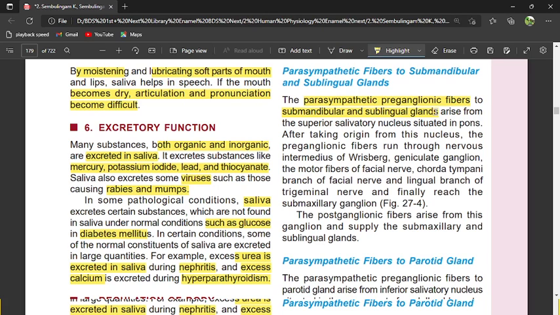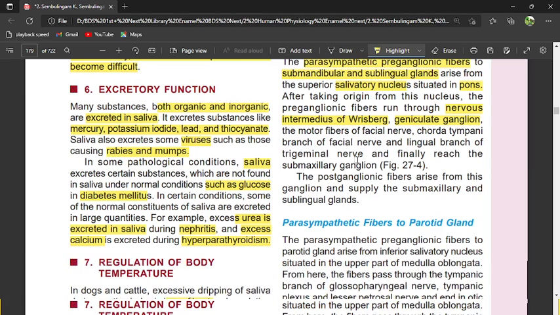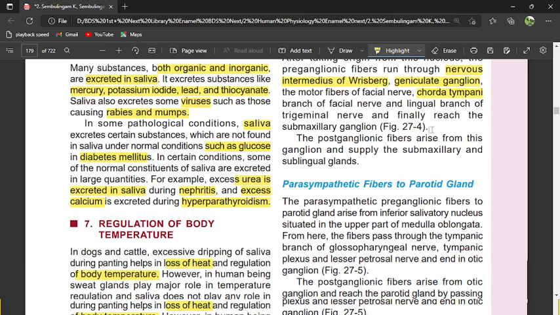They arise at the superior salivatory nucleus, which was mentioned at the start of this lecture, and it is situated near the pons of the brain. After taking origin from the nucleus, the preganglionic fibers run through the nervus intermedius, the geniculate ganglion, the motor facial nerve, the chorda tympani of the facial nerve and the lingual branch of the trigeminal nerve also, students. Finally they reach the submaxillary ganglion.